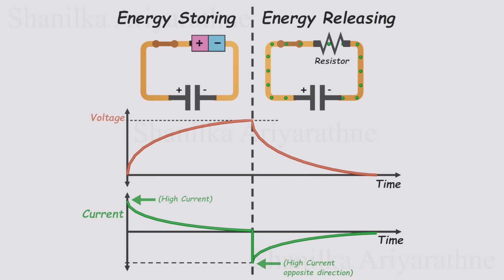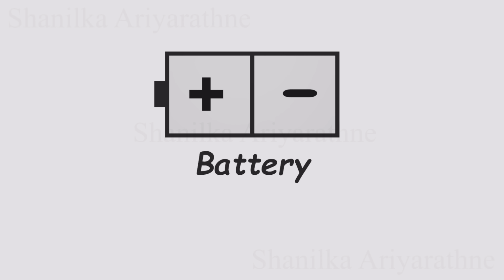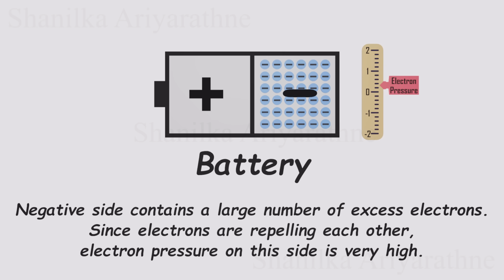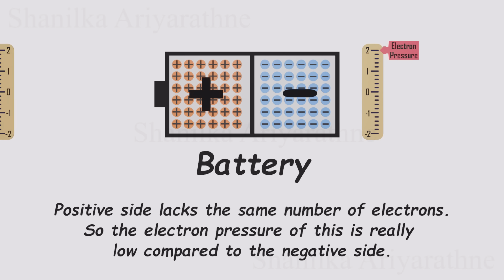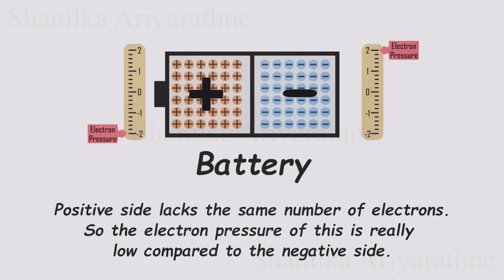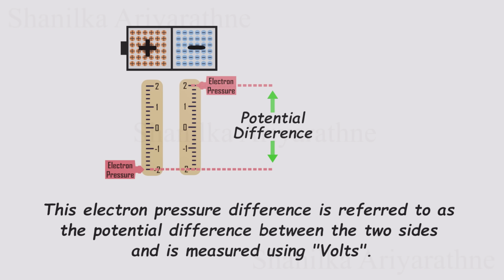Here, voltage behaves similarly to the membrane force, as seen in the earlier example. Similarly, current behaves like the water flow in the analogy. Let's explore this further. Imagine a battery with positive and negative sides. The negative side holds a surplus of electrons, leading to high electron pressure. In contrast, the positive side lacks the same number of electrons, creating a lower electron pressure compared to the negative side. This difference in electron pressure is known as the potential difference, measured in volts.